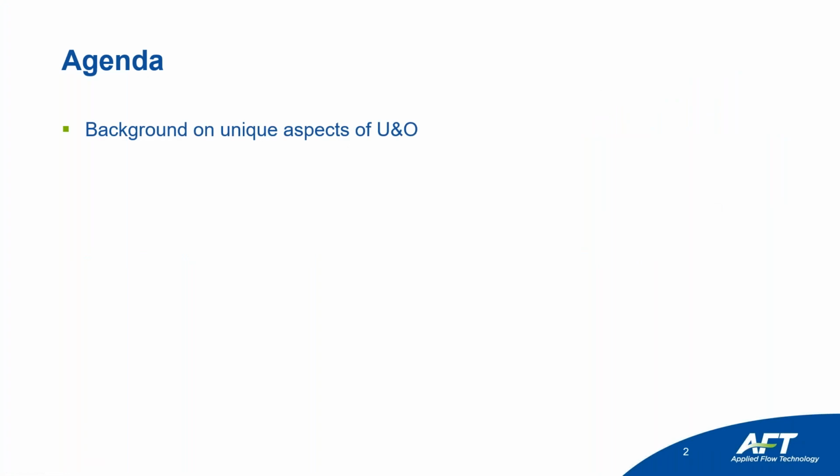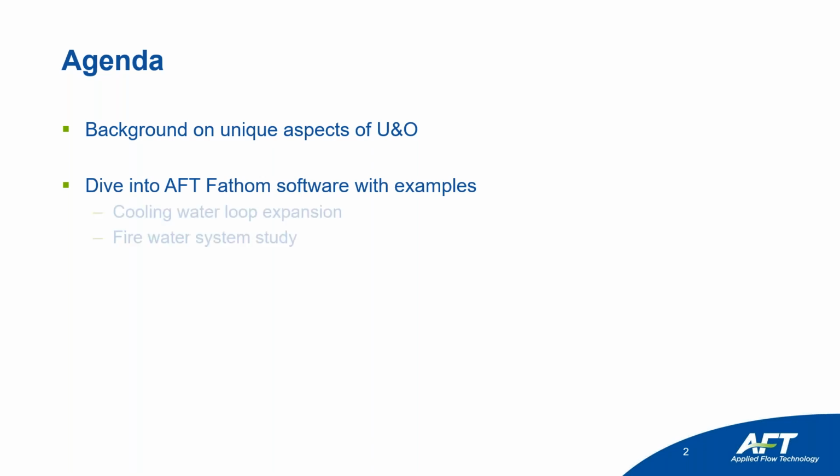So we're gonna go through some background on unique aspects that a utility and offsite engineer has. Then we're going to dive into AFT Fathom, which is our modeling software, with specific examples. We're going to look at a cooling water loop expansion, so an expansion project, and then a Firewater system study where we're looking at an aged system and how an engineer might approach modeling that.